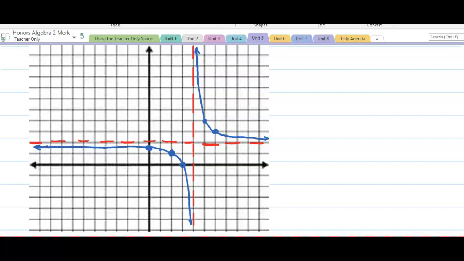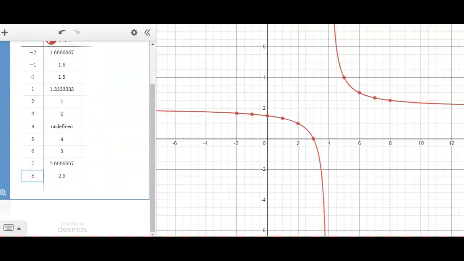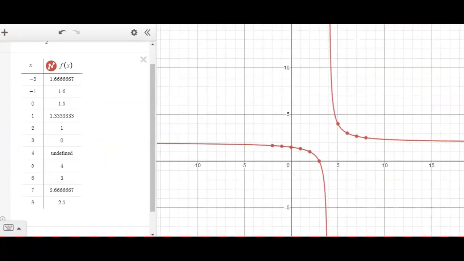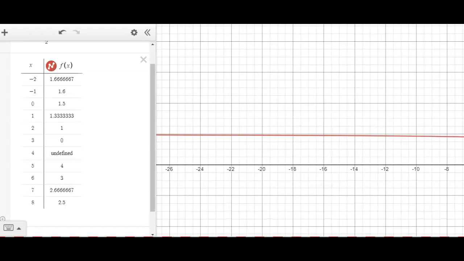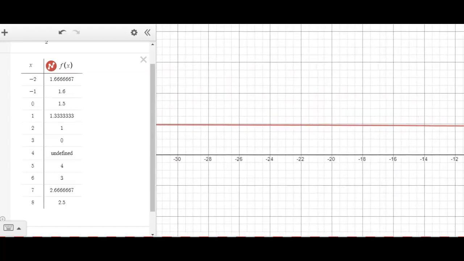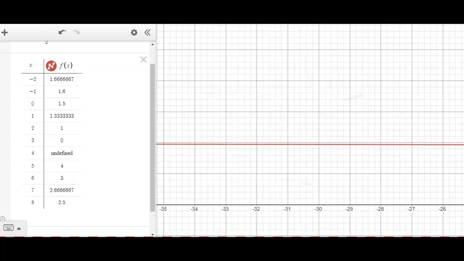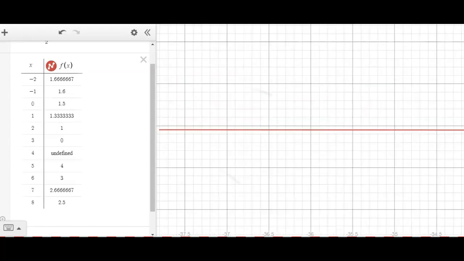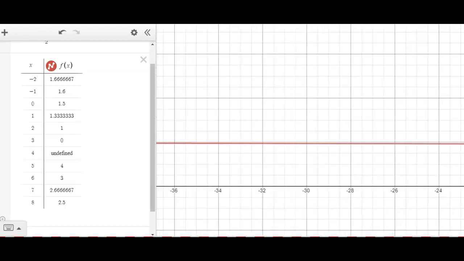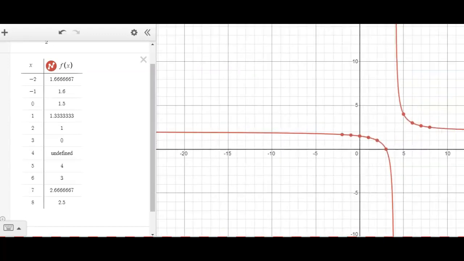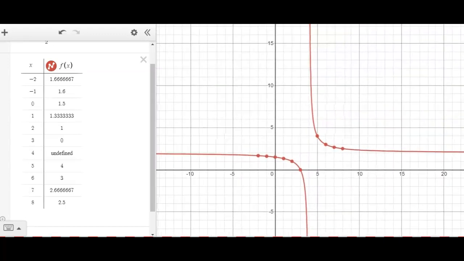One thing I want to point out, if we go back to our Desmos graph, is to think about those asymptotes. Notice here, it looks like it's getting pretty close to y equals 2, but it never crosses it. It just keeps getting closer and closer and closer, and it never crosses, even though it seems like it might. But because numbers are infinite, it will never cross.